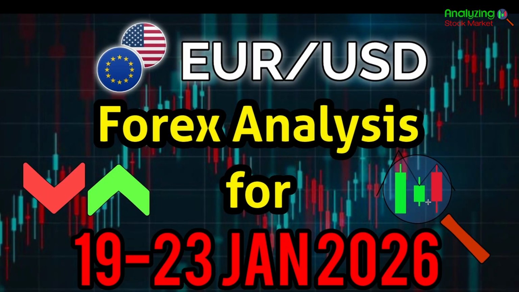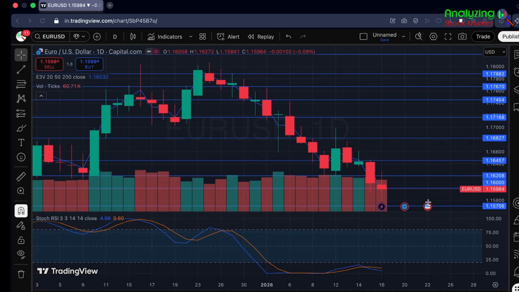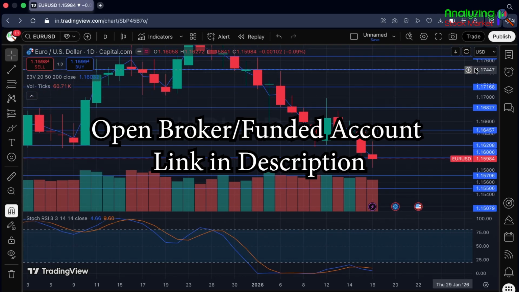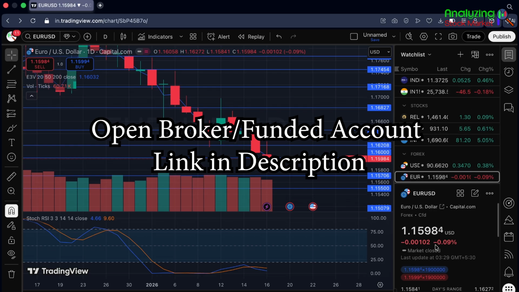Today I'll be talking about the Euro USD pair and we'll do the Forex analysis for 19th to 23rd January 2026. So let's go straight to our chart. This is a chart of Euro USD. Let's straight away talk about the closing first. In Euro USD we can see a 0.09% negative move. 1.15984 was the closing on Friday.